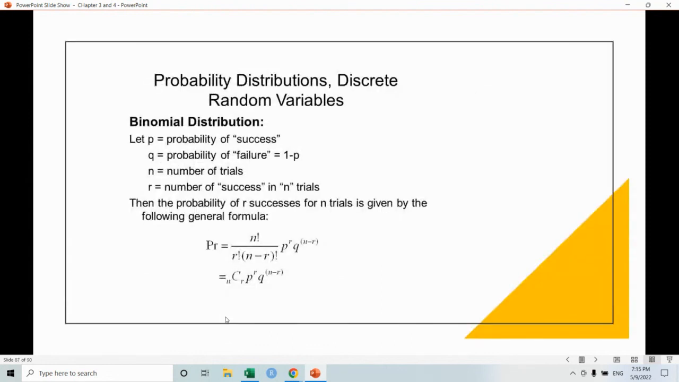So, we have a special distribution that I've been mentioning all along called the binomial distribution. We let P equal the probability of success and Q equal the probability of failure, so 1 minus P, and N equals the number of trials, and R equals the number of successes in N trials. So the probability of R successes for N trials is given by the following general formula. It's a big long formula. But how can we calculate this out?